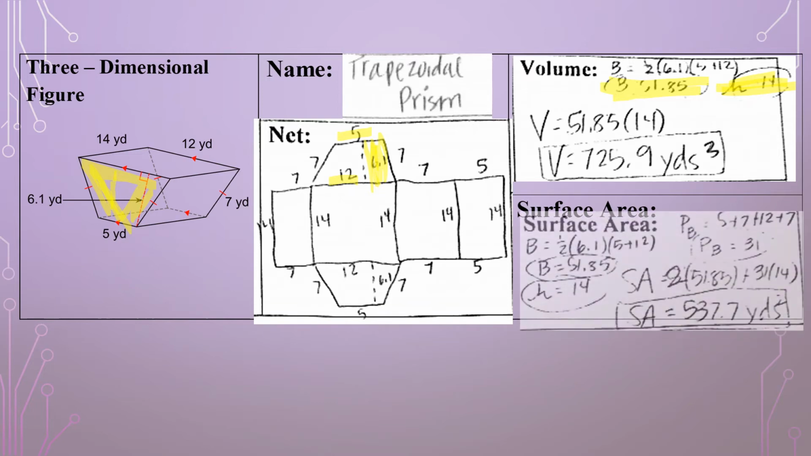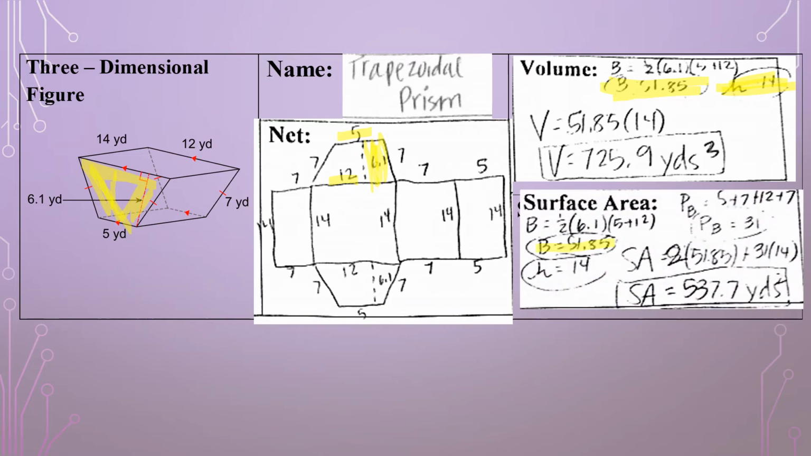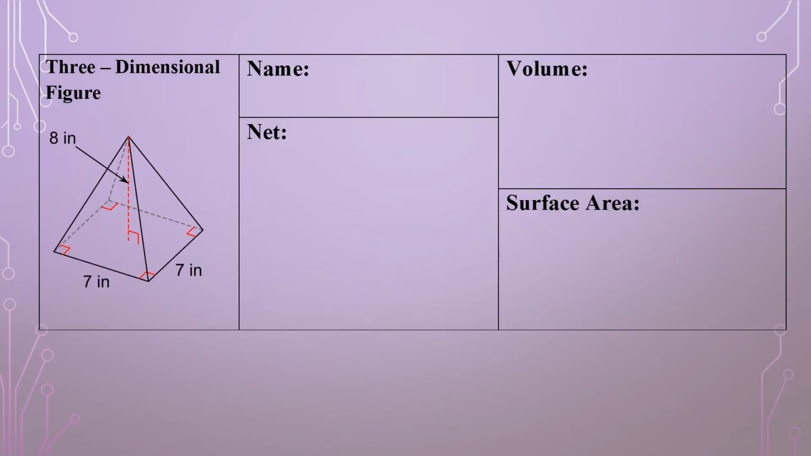Then for the surface area, we're going to need B again. So you technically do not have to solve for that. You can just use the answer that you got up here. Same thing with the height. But you do need to find the perimeter of the trapezoid, which would be 31. So you're going to plug that into your surface area equation for a prism. And then for the answer, you get 537.7 yards, and the squared didn't show up, but it should be squared here. And then for volume, it was 725.9 yards cubed. Volume is always cubed, surface area is always squared.